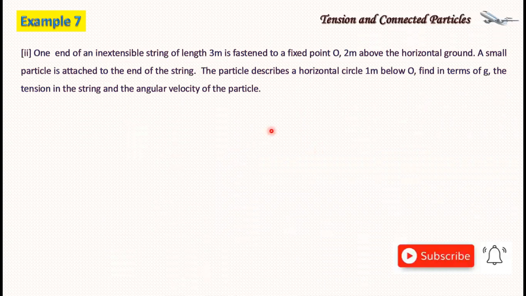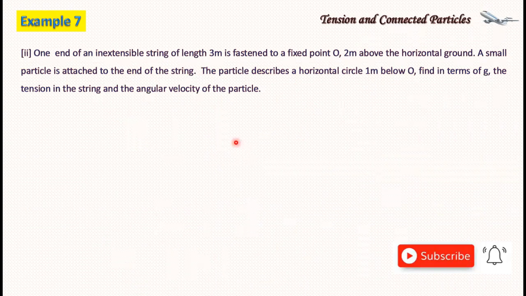Example 7: one end of an inextensible string of length 3 meters is fastened to a fixed point O, 2 meters above the horizontal ground. A small particle is attached to the end of the string. The particle describes a horizontal circle 1 meter below O. Find, in terms of g, the tension in the string and the angular velocity of the particle.